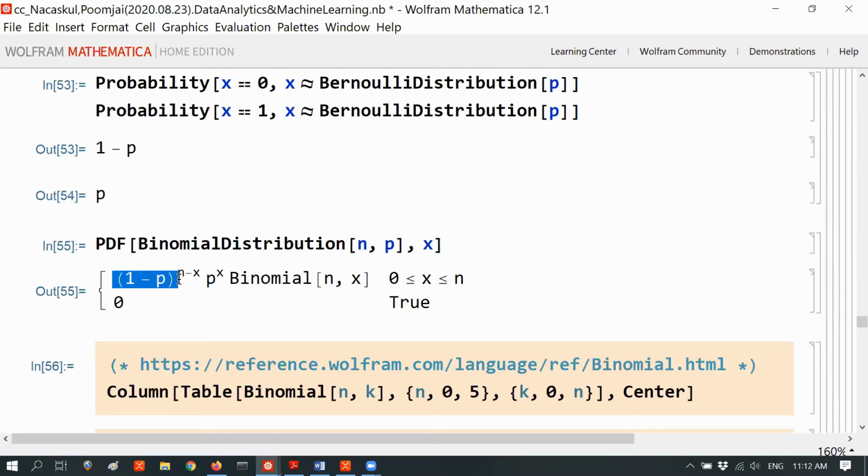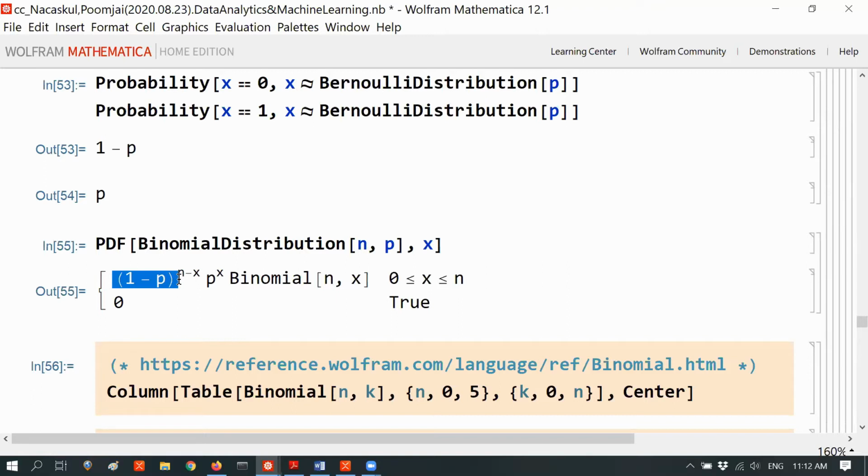But that only gets you one configuration. For example, if x is equal to 3, this will give you the probability of head, head, head, tail, tail, tail, tail. But then you are ignoring the probability of tail, tail, tail, tail, head, head, head, or head, tail, head, tail, head, tail, tail, or head, tail, tail, head, head, tail, tail. Okay? And how many combinations are there? That's given by the binomial term.